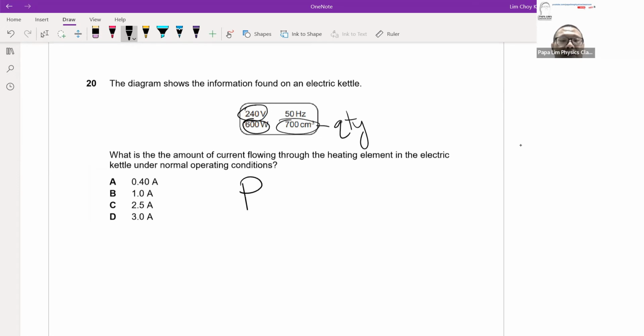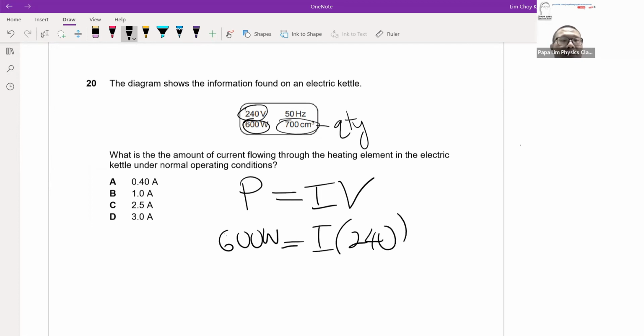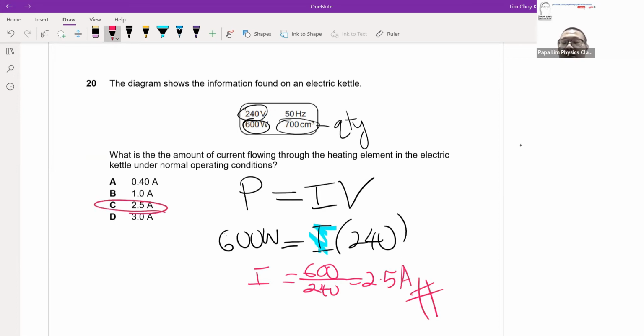So the basic formula that I'm looking at will be power equals I times V. The power of the kettle is 600 watts, the potential difference is 240, so I should be able to calculate the current of the kettle quite easily. With your calculator, 600 divided by 240, my current here will be effectively 2.5 A. Done.